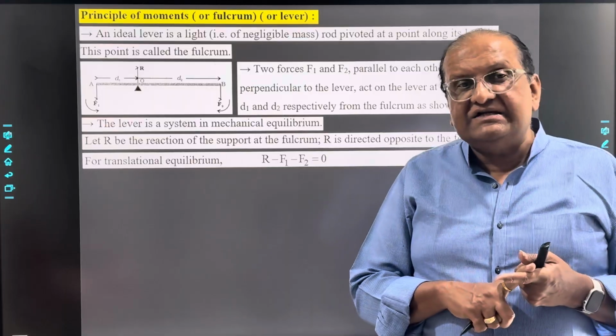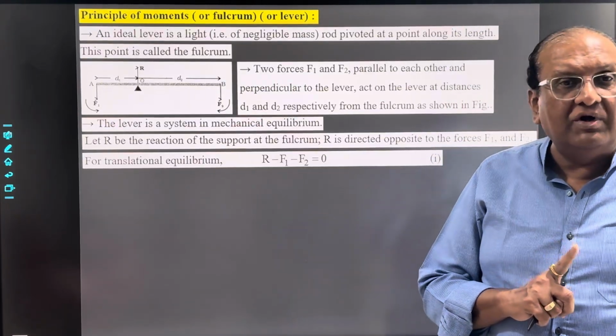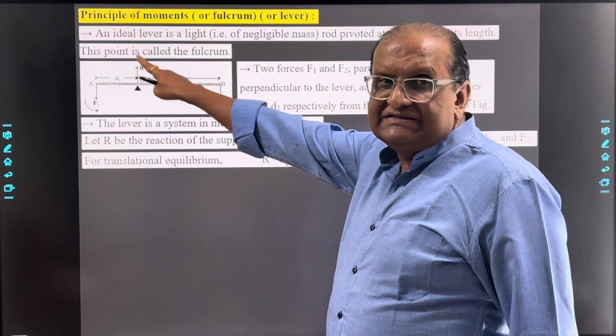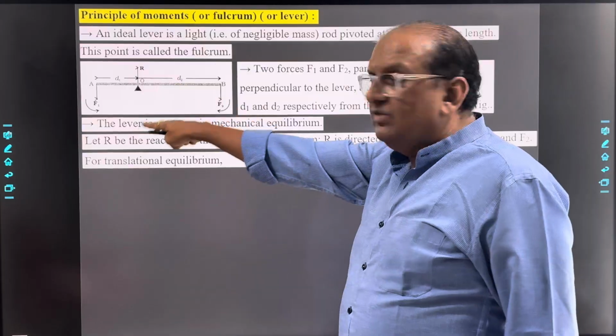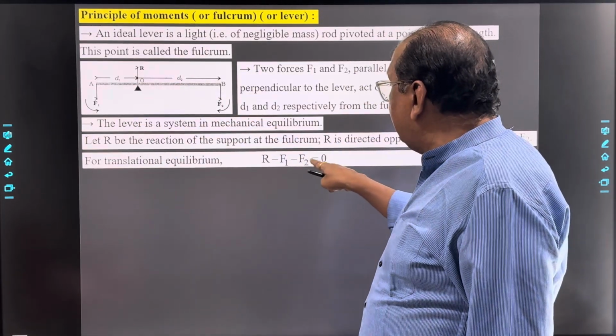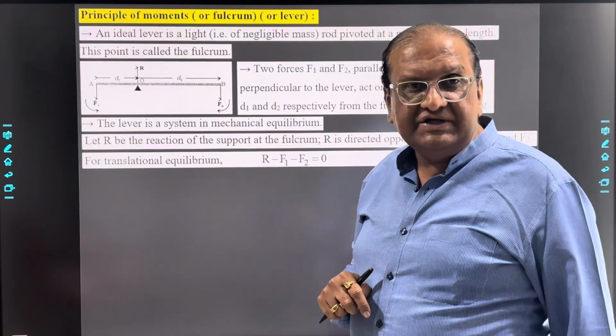Now what is the condition for translational equilibrium? The net force should be equal to 0. Suppose we consider the upward force as positive, then the downward forces are negative. So we can write R minus F1 minus F2, that is the net force, and it is equal to 0.